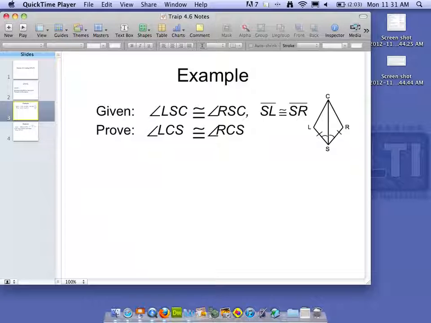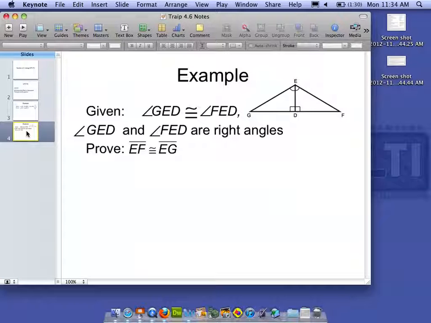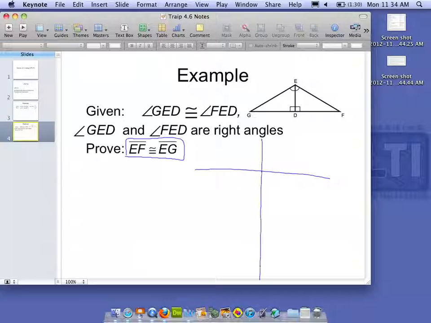Okay, let's try another one. So once again, we're being asked not to prove that two triangles are congruent, but we're being asked to prove that two sides are congruent. So we'll prove the triangles first, and then we'll say that the sides are congruent by CPCTC. So make your T. Statements on the left, reasons on the right.